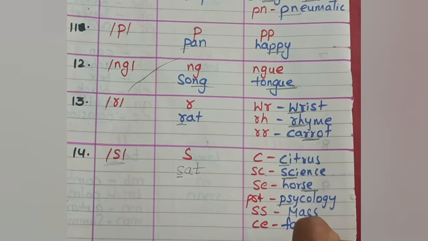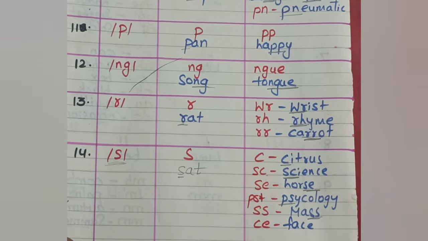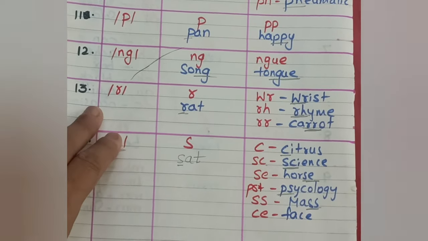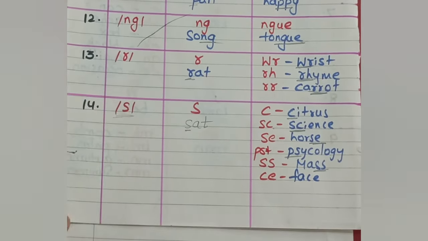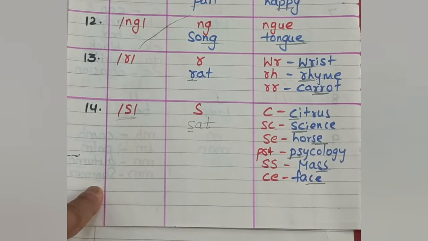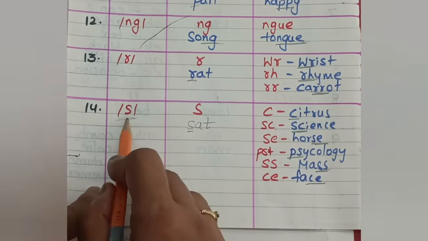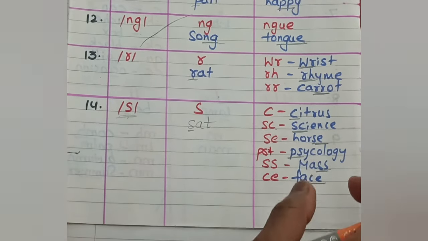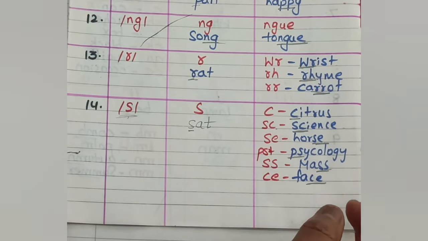And in mass, double S makes one sound, that is s. So double S is representing the sound of s. And in face, CE, we are using the sound of s. So CE: these two letters are representing the sound of s.